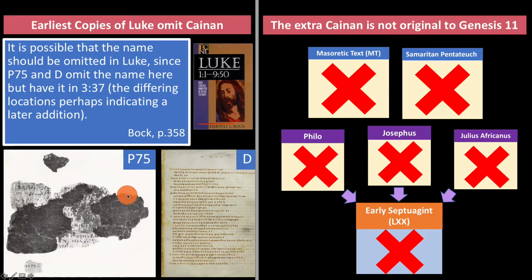So P75 is too fragmentary and Codex D is too crazy. So this is not good evidence that the earliest copies of Luke omit the extra Kainan. So I'm going to have to respectfully disagree with Bock. And in later episodes, I'm going to talk about Codex D more because it is just too crazy to ignore. Okay, so now we have to ask the question, well, what do our earliest manuscripts of Luke tell us about the extra Kainan?